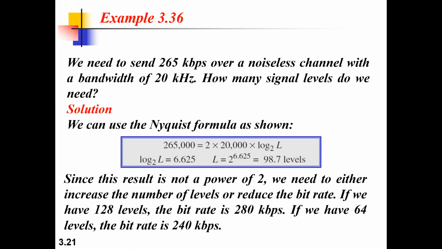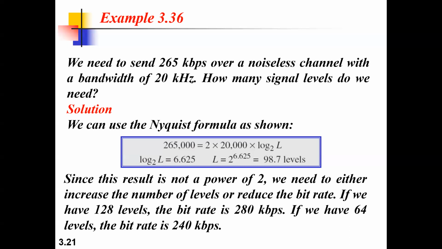Now remember 265 kbps, K basically indicates the kilo, right? So we will say 265,000 bps. So the bps here is equal to 2 times 20 kilohertz, that is the same as 20,000 hertz. Hertz and bits per second are the same. Times log of 2 raised to L, right?